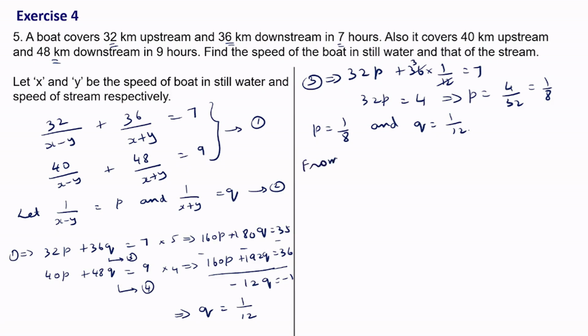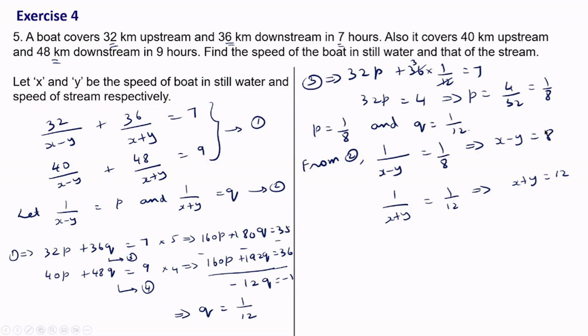From 2, 1 by x minus y equal to 1 by 8. So from this we get x minus y as 8. Then 1 by x plus y equal to 1 by 12. From this we get x plus y as 12. Now it is easy to solve these two equations.